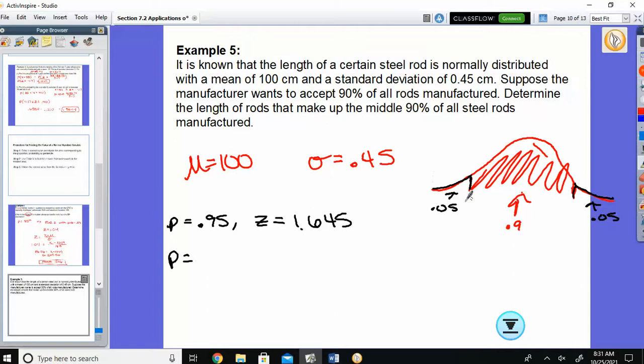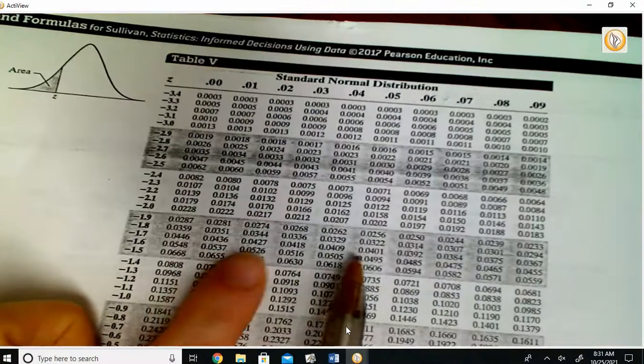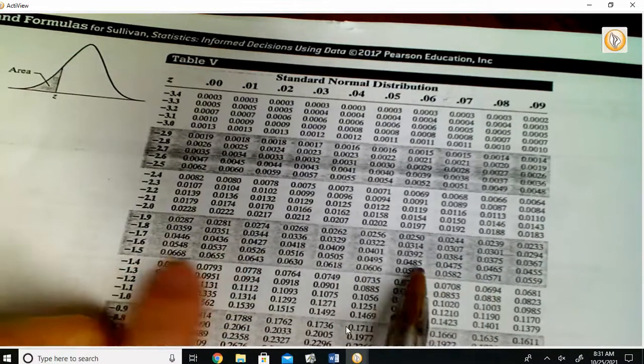When I have the smallest one, that's when my probability is 0.05. So let's find the z that matches it. So I'm looking for 0.05 in my table. So let's see. So right here I have 0.0495 and 0.0505. So isn't it right in the middle of those two? So that is negative 1.64 and negative 1.65.